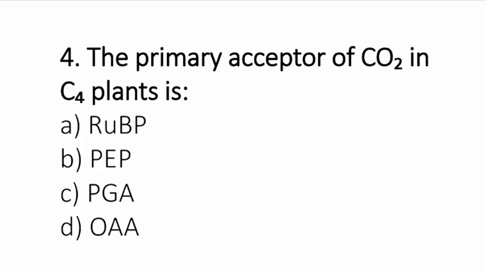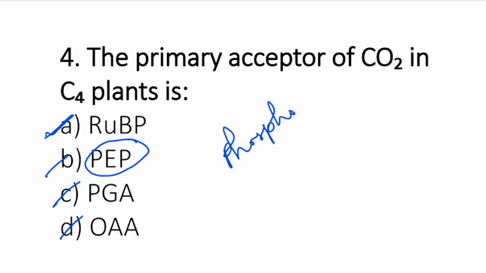The next question is, the primary acceptor molecule of CO2 in C4 plants. The options given here are RuBP, PEP, PGA and oxaloacetic acid. In C4 plants, the CO2 is fixed by phosphoenol pyruvate. Phosphoenol pyruvate is the primary CO2 acceptor. So option B is correct.